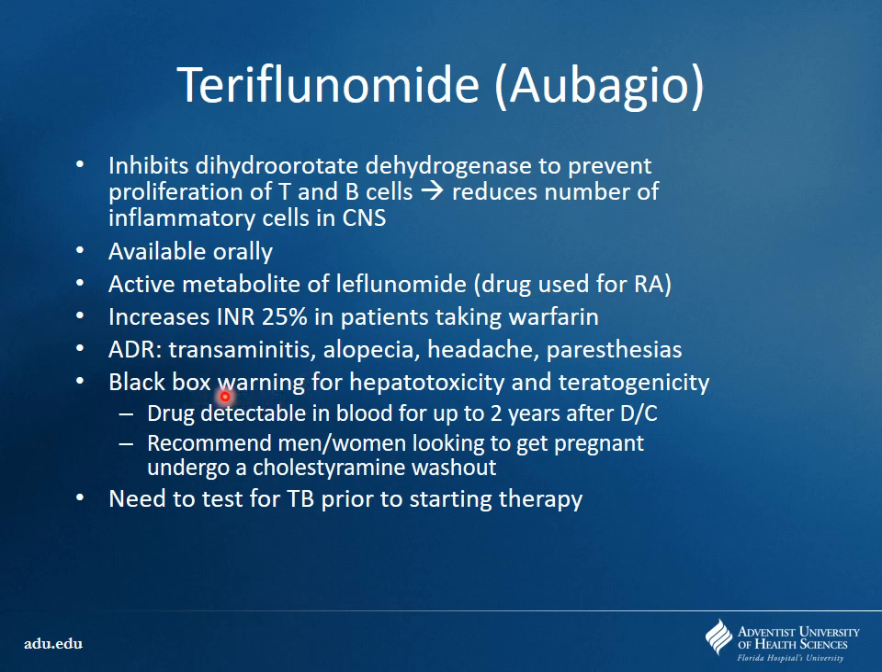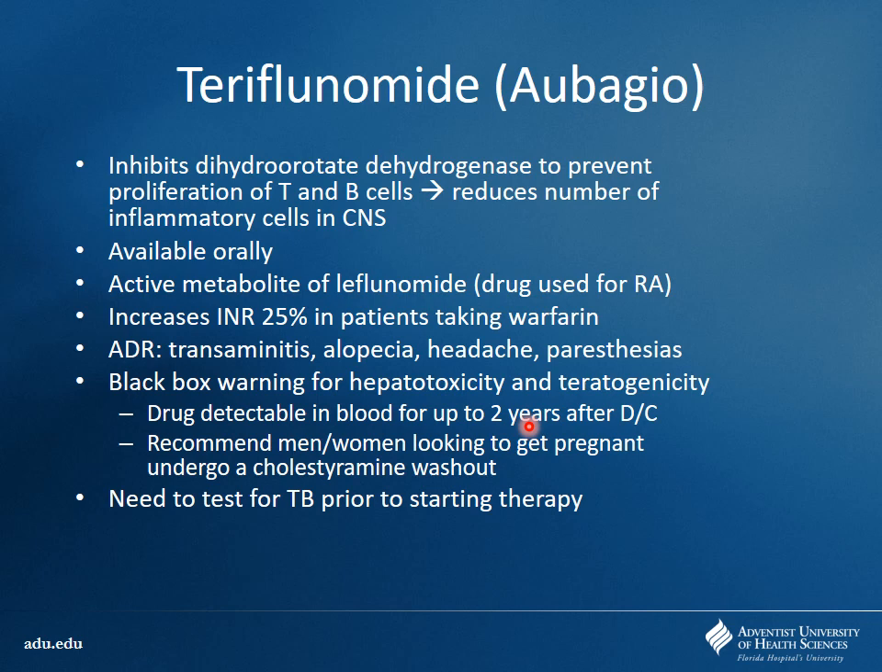Another big one here as far as black box warning for hepatotoxicity and teratogenicity. So this is kind of interesting. This is one of those drugs that actually sticks around in the blood for a very, very long time. You can actually even detect it 2 years after you stop taking the medication. That's important because if you have a younger female patient, and typically what type of patients get affected with MS?